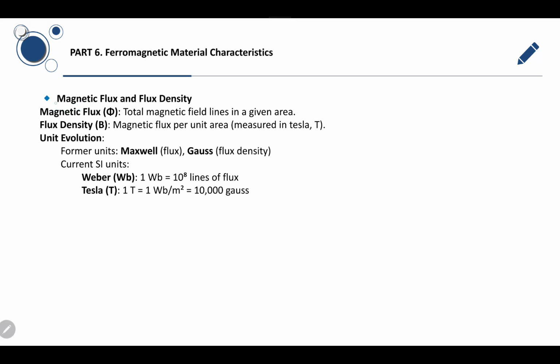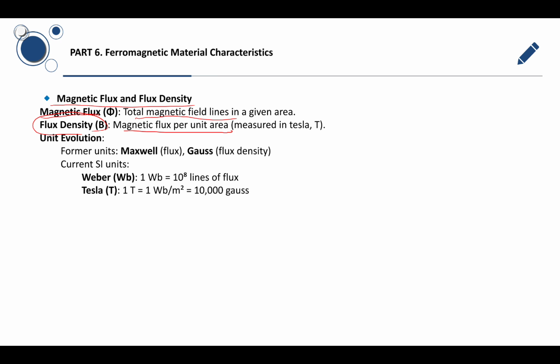Magnetic flux and flux density. Magnetic flux refers to the total magnetic field lines in a given area. Think of it as the total amount of magnetism passing through the surface. This is the magnetic flux. Flux density is a more precise measurement, defined as the magnetic flux per unit area. It tells us how concentrated those magnetic field lines are.